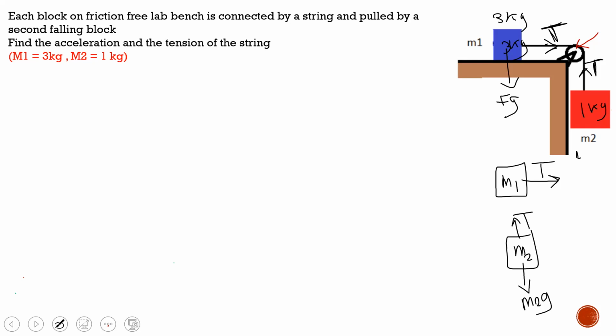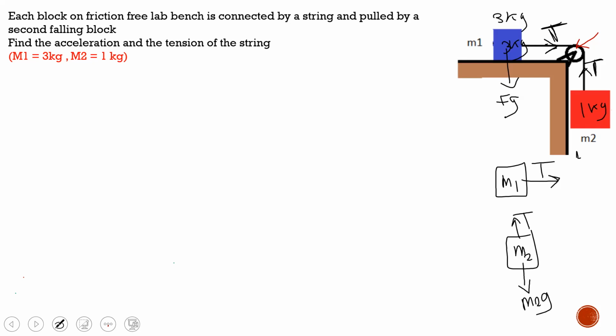I am only talking about how the mass is moving. It's moving to the right or to the left. So I need only A sub x. Here, M2, as you see, is affected by vertical forces: the tension upward and the gravitational force downward. So what does it mean? We have an acceleration for them and we have a tension for them.